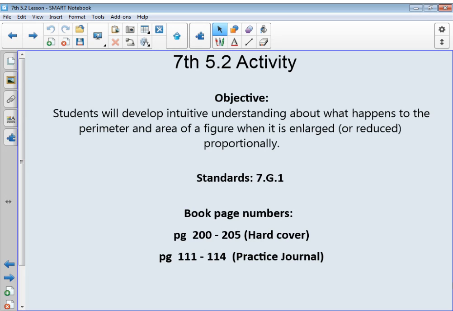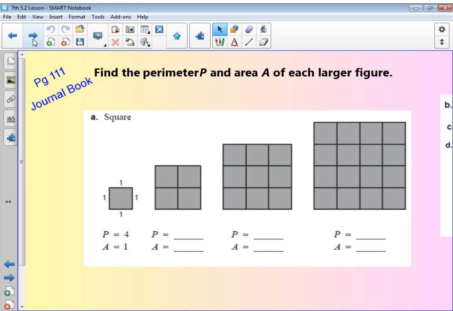The page numbers out of the hardcover book are pages 200 through 205, and out of the practice journal, pages 111 through 114. This is our activity, so you're going to want to open up your book to page 111 out of your practice journal. Today we're going to be finding the area and the perimeter of figures as they are enlarged.